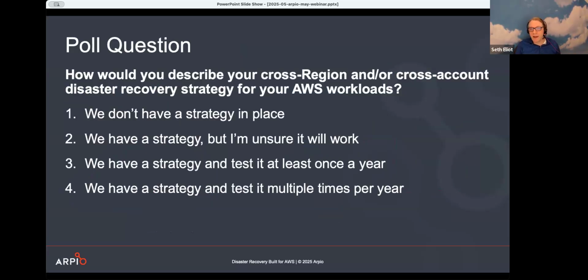All right, so now time for audience participation. Poll question: how would you describe your cross-region and or cross-account disaster recovery strategy for your AWS workloads? And you can see there's your choice. Go ahead and we'll take a few minutes for folks to answer that while I take a sip of coffee.